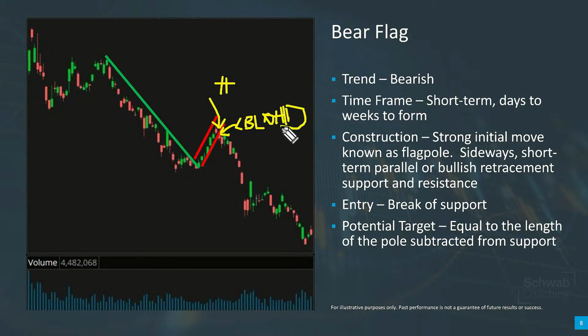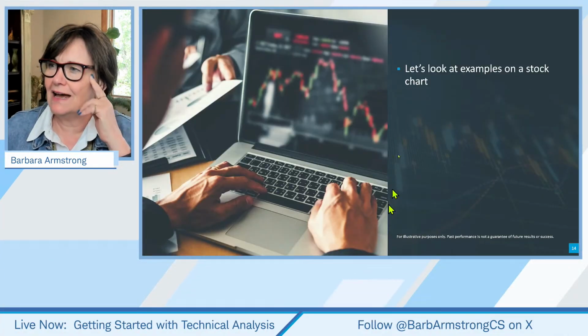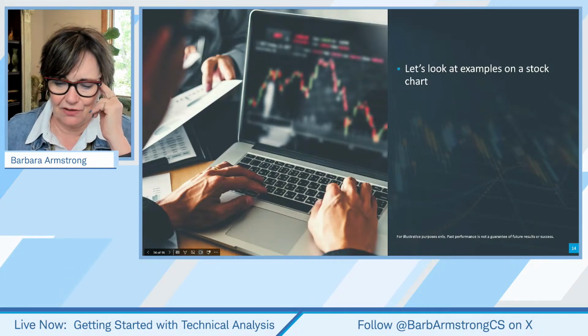My drawing tool doesn't want to work properly. Let's blame it on the drawing tool. Let's not blame it on the person holding the mouse, right? Okay. Yeah, so NK, I hope that makes sense. So now let's go out and look at some examples on our chart.